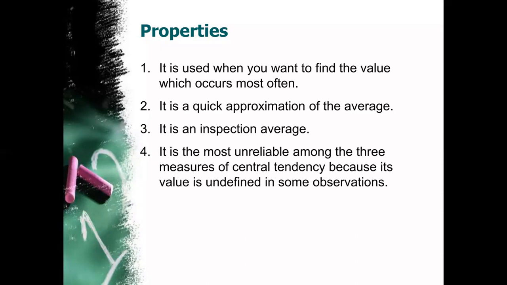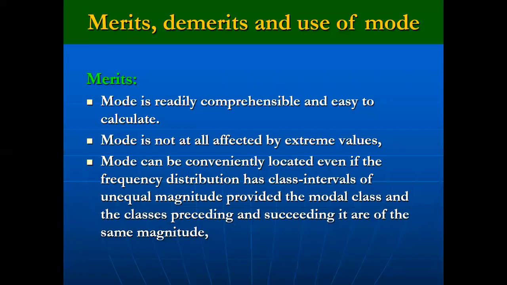It is the most unreliable among the three measures of central tendency because its value is undefined in certain observations. Just by the observation method, many times finding mode becomes difficult. So therefore, in such cases, either we have to use the grouping analysis method, or we have to use the modal formula, or we have to use the empirical formula.